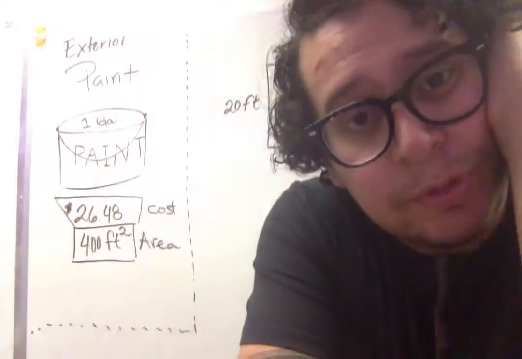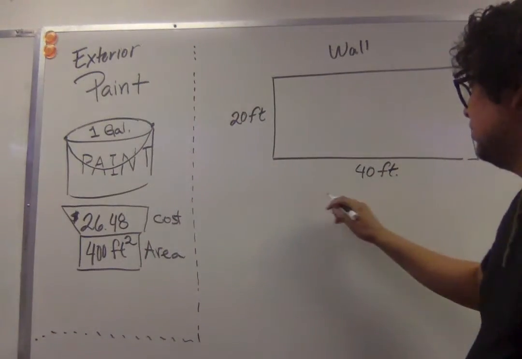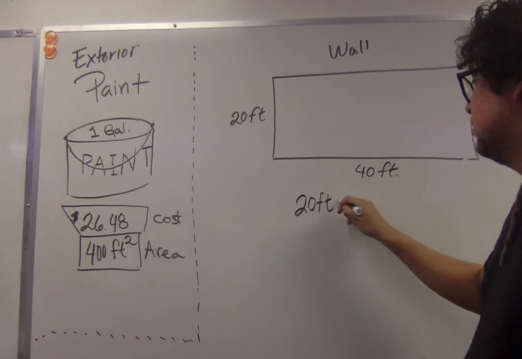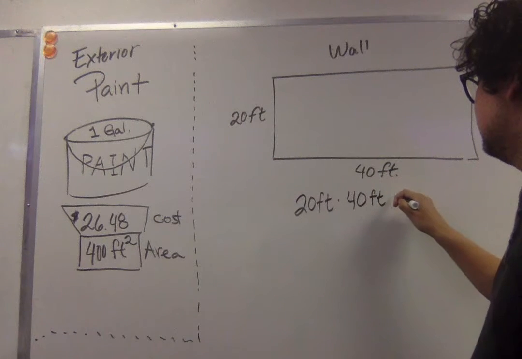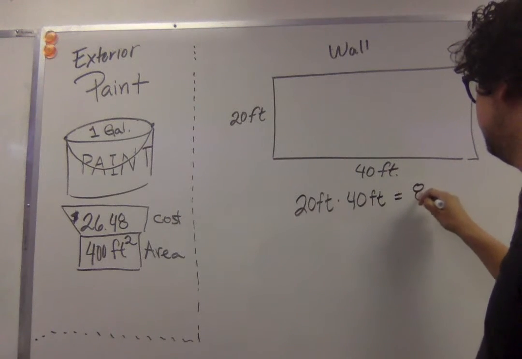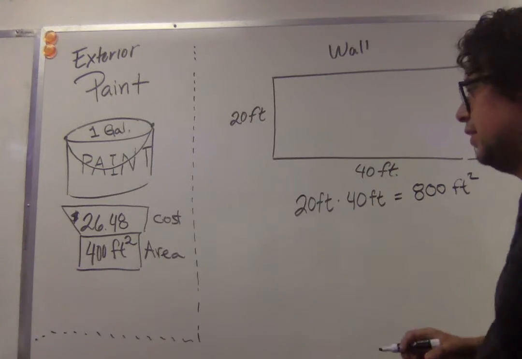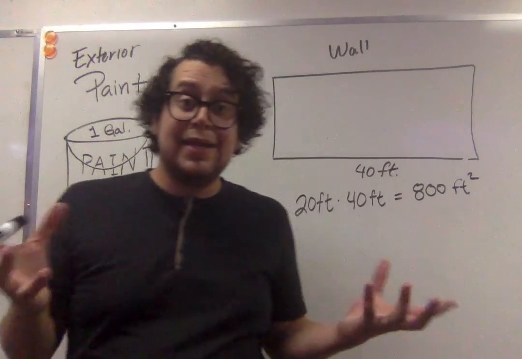So we're gonna find the area, right? And it's a rectangle. So all I'm gonna do for this is say 20 feet times 40 feet, and that's going to give me 800 feet squared, okay? So the next part is I want to figure out how much paint I need, right?